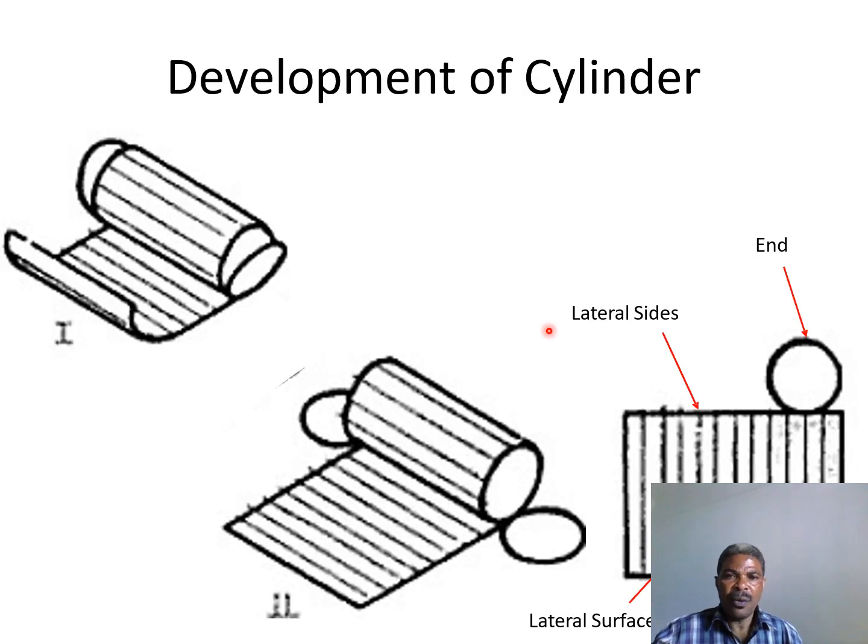Let's see how we can develop a cylindrical object. As we said in the previous case, we take the example of wrapping a plain paper around this cylindrical body, which when we unfold it, looks like this. So this is the lateral surface of our cylinder, and the top part of it is here, and the bottom part is somewhere here.